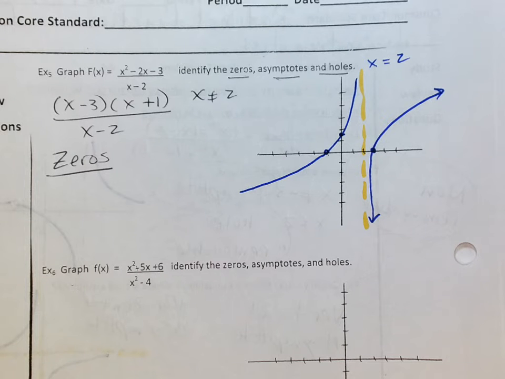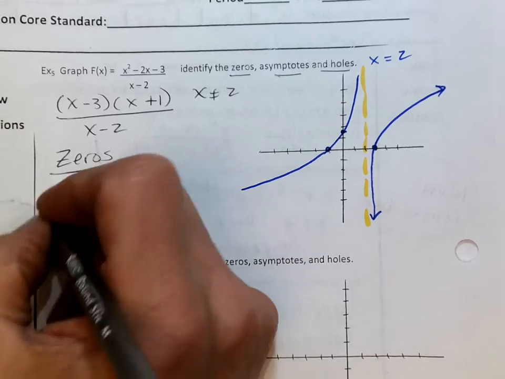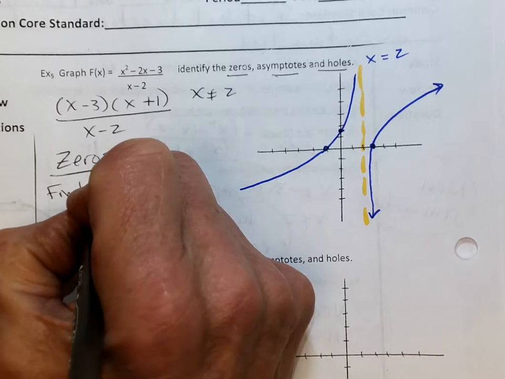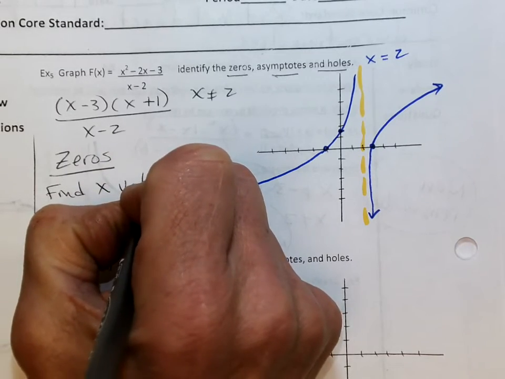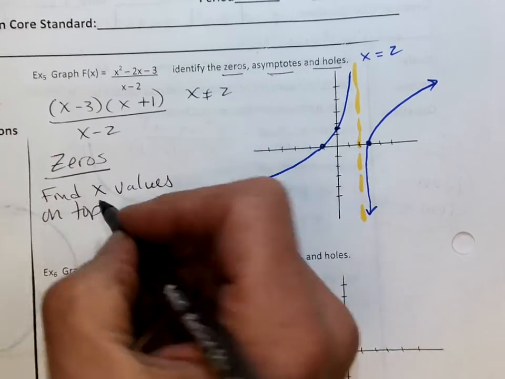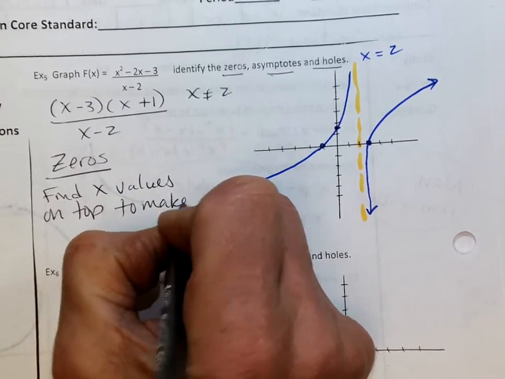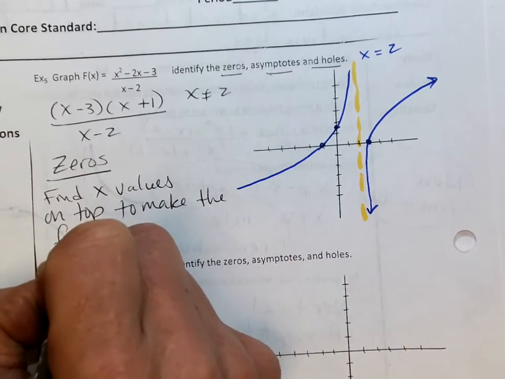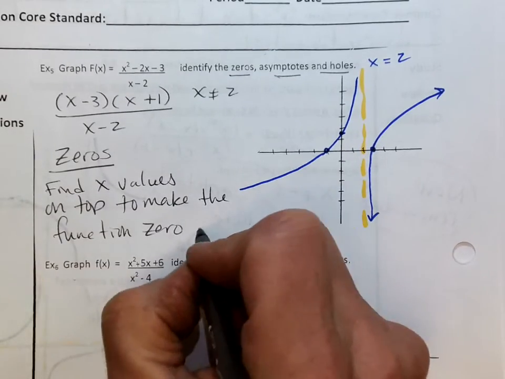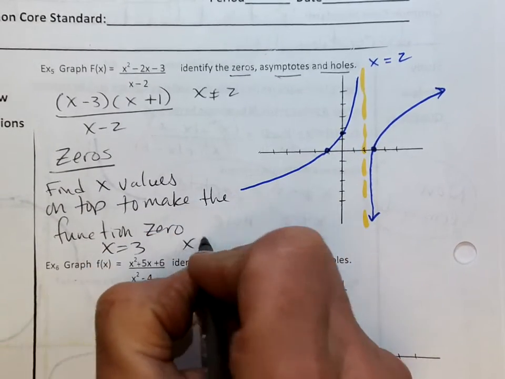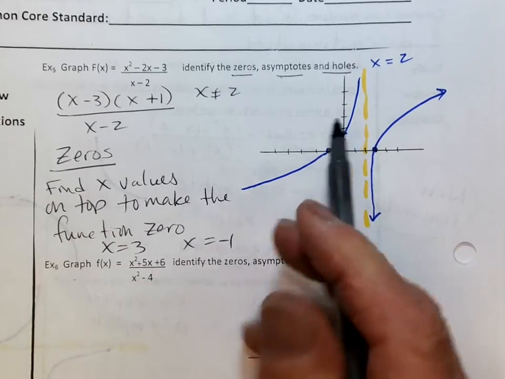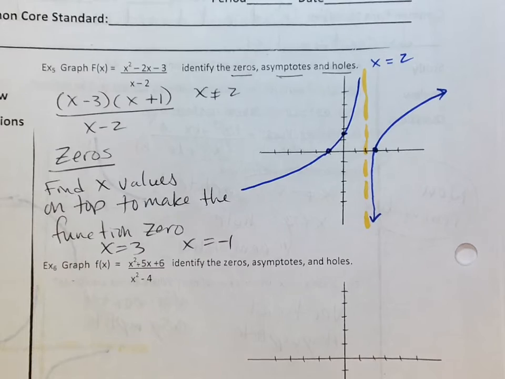So to get the zeros, we just find x values on top, called the numerator, by the way, to make the function 0. Okay, in this case, it's going to be x equals 3 and x equals -1. Okay, and there they are, 3 and -1. The calculator showed me that anyway, didn't it? But it makes sense to me, okay?